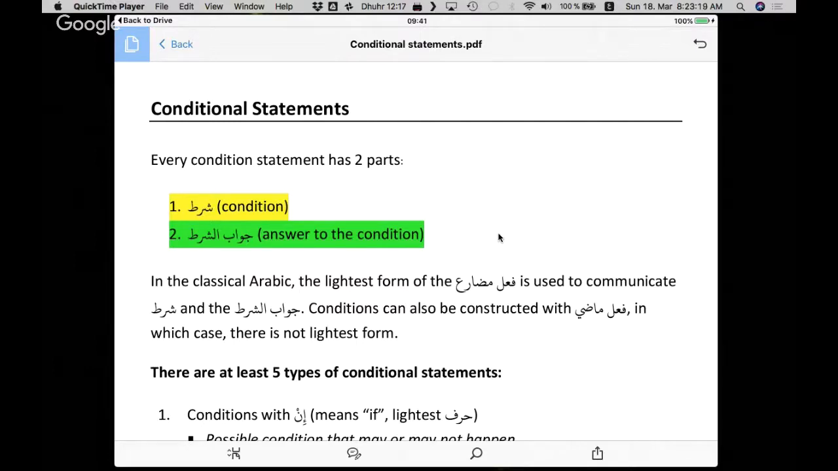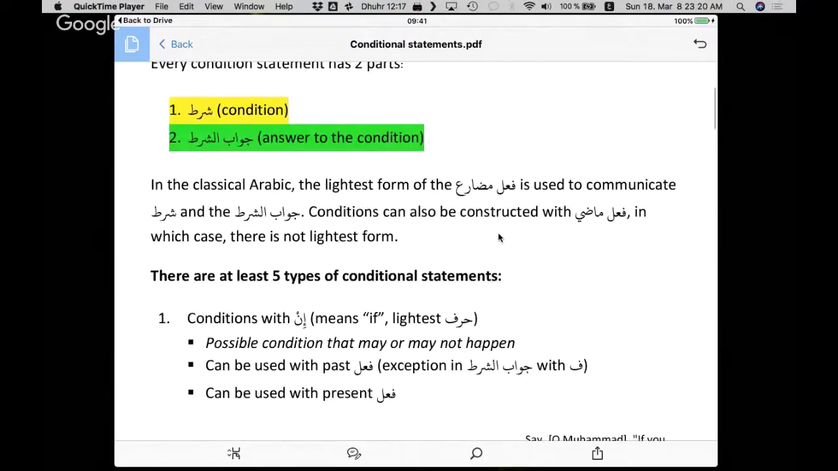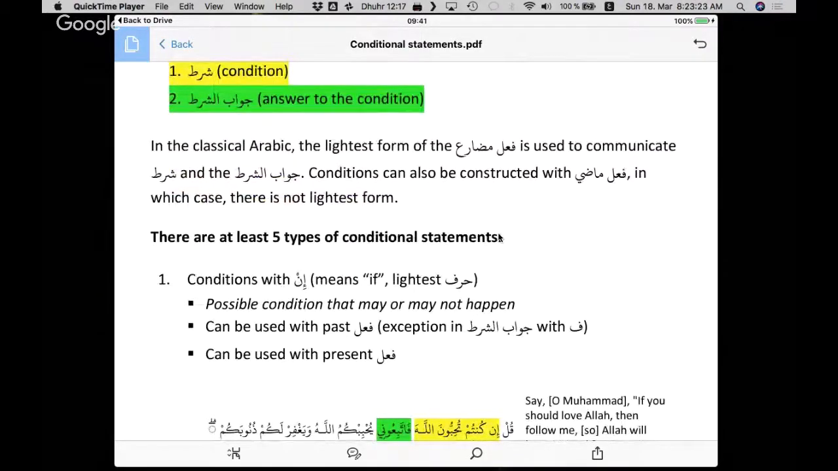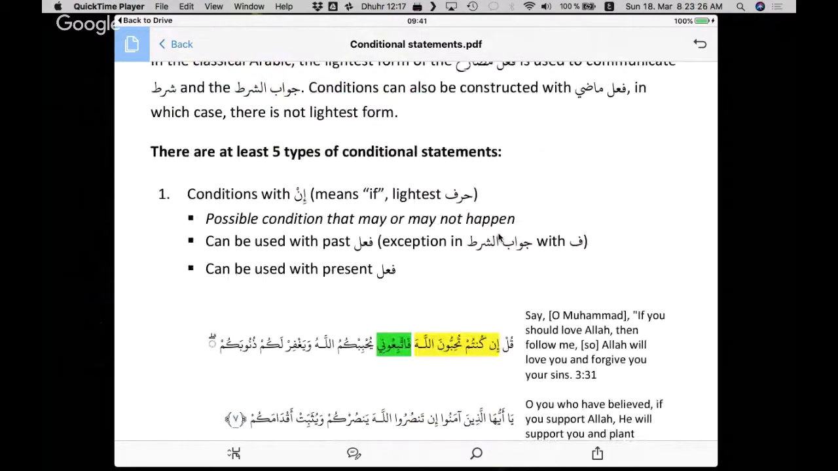Okay? And there are 5 types of conditions. This is what we have done just now. With in, it's a possible condition that may or may not happen. It can be used with the past tense. It can be used with the present tense. When it is used with the present tense, the condition and answer to the condition are always lightest. But when it is used with the past tense, the condition and the answer to the condition cannot be lightest because there is no such concept. The past tense just is a past tense. Okay.